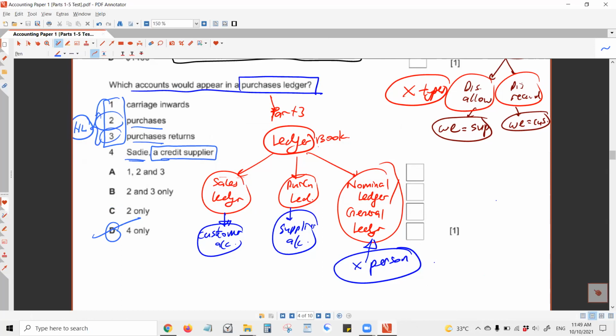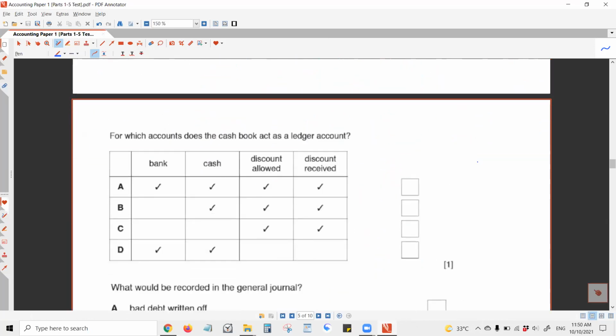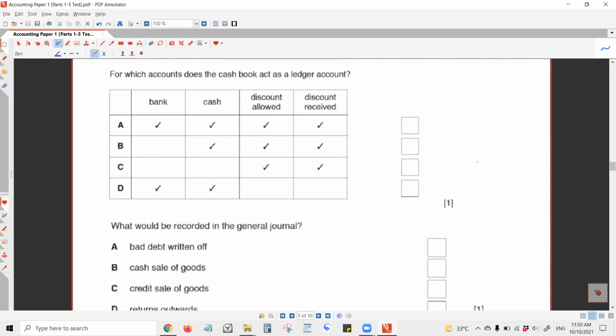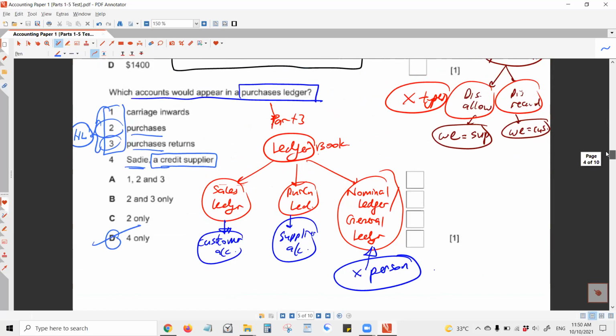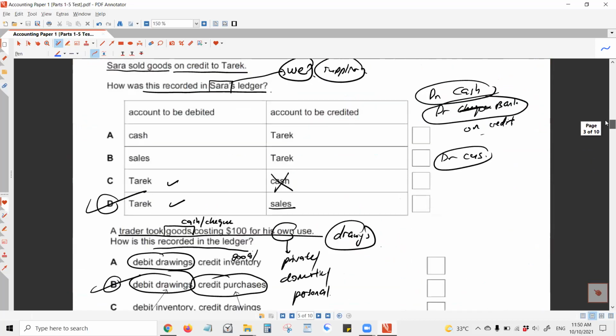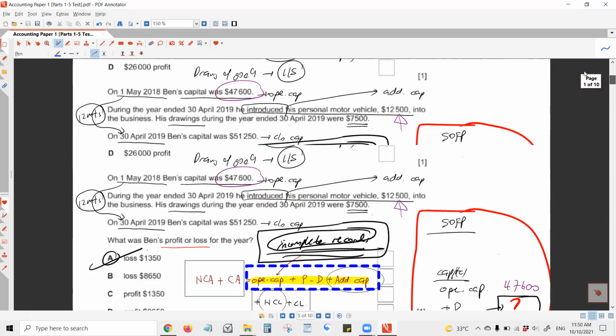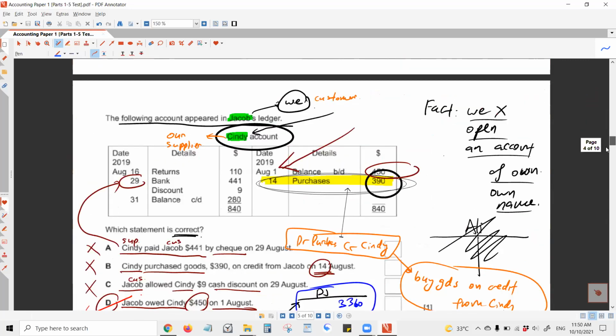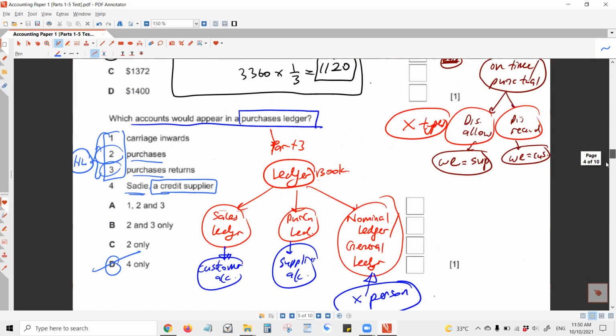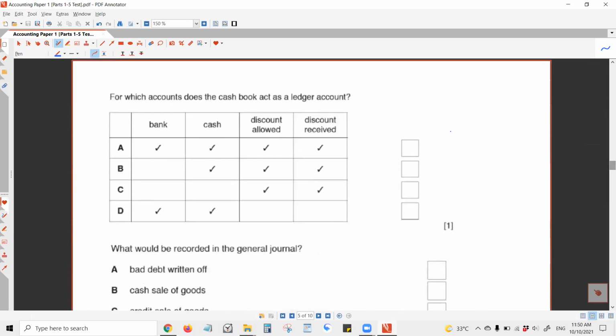Okay, now next page. We are almost halfway through the paper. There are 35 questions. How many have I discussed? 1, 2, 3, 4, 5, 6, 7, 8, 9, 10, 11, 12. Okay, now next page is this.